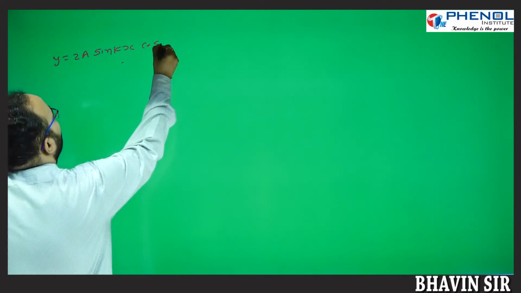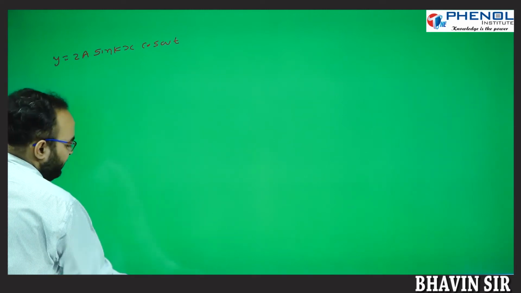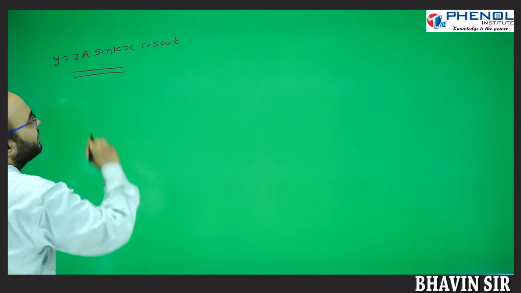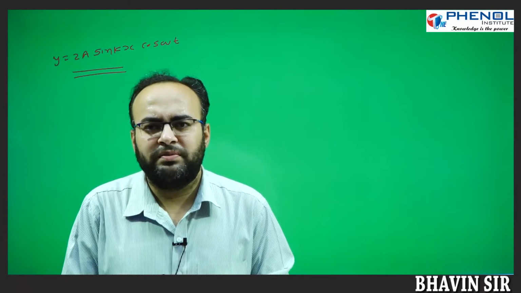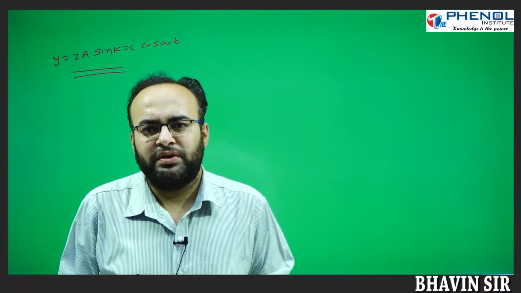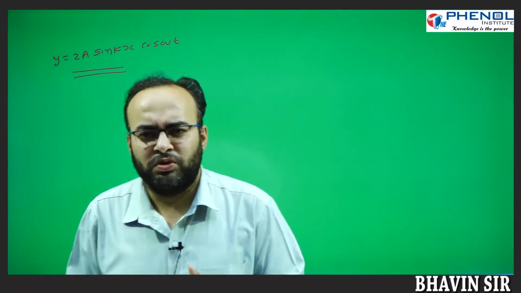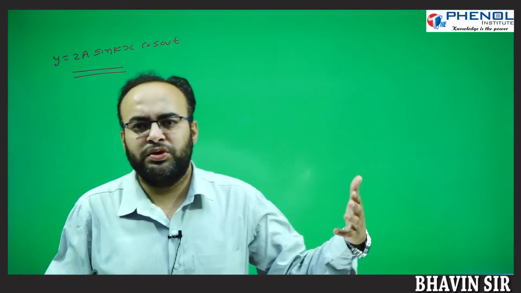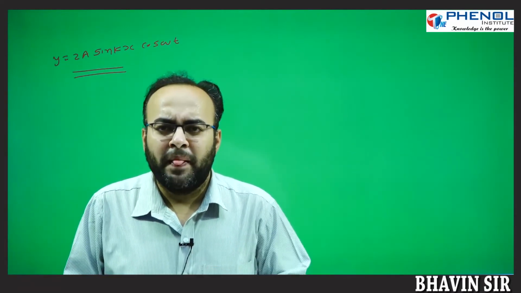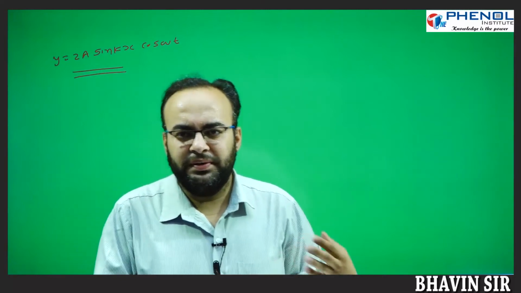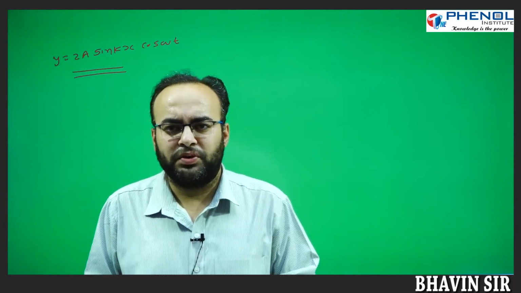2a sine kx cos omega t. Okay, what is the equation of stationary wave? 2a sine kx cos omega t. And in which case are stationary waves produced? When a string is connected between two rigid supports, then in that case stationary waves are produced. Okay, chalo.